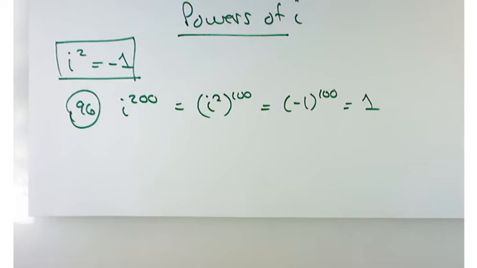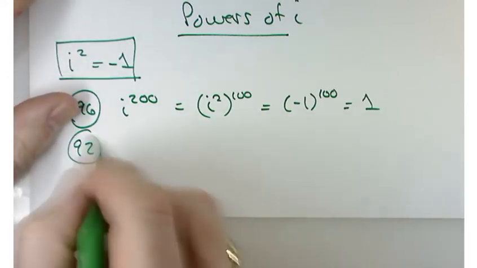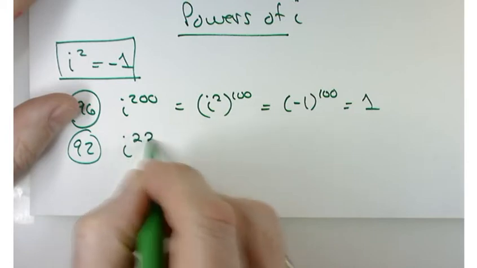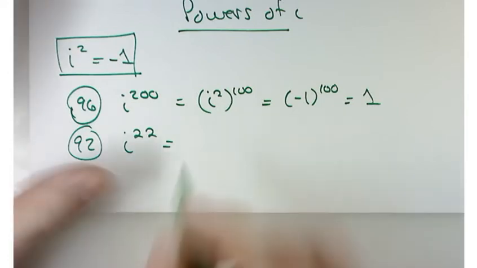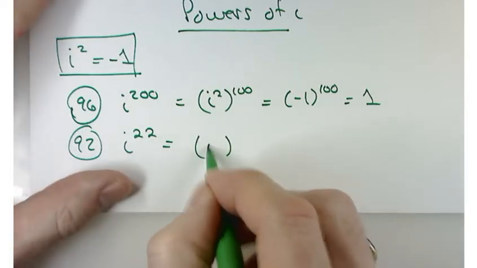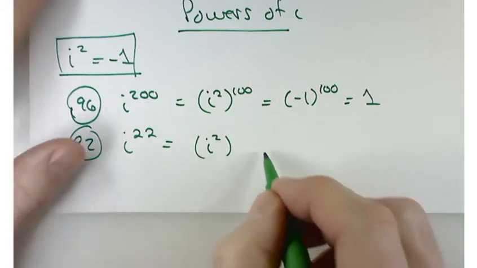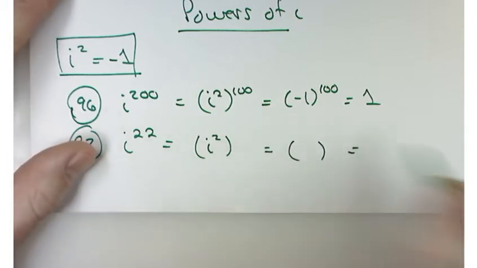Let's try another one similar to that one. I'll let you try it. Problem number 92, i to the 22nd power. Do exactly the same thing. Start out by breaking it up with an i squared. And then simplify it. And then simplify it again.